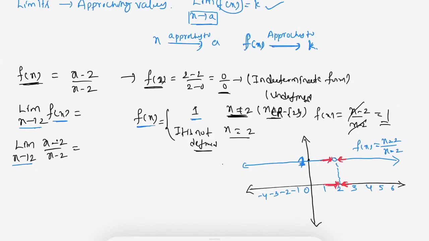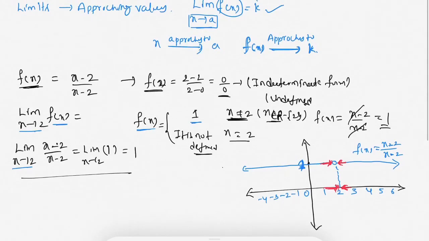So now, what is the limiting value here? Finally, limit x tends to 2, (x minus 2) by (x minus 2) will become 1, so the limit equals 1. This is the answer for this question. So we got the approaching values, how it will approach.